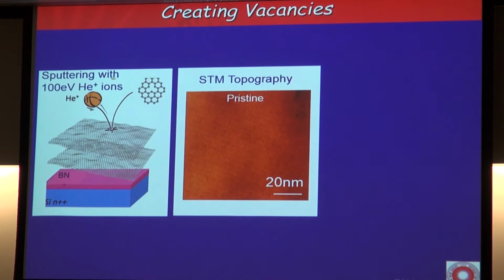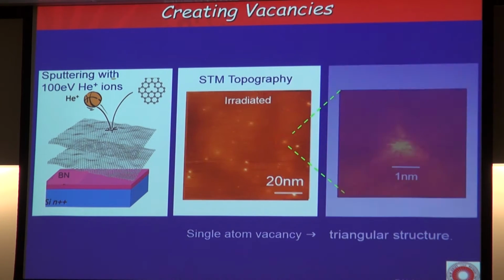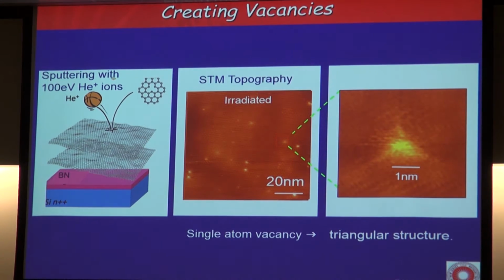And then we bombard it with low energy helium ions, and that kicks out carbon atoms and creates vacancies. And most of them, if you're at the right energy, are single atom vacancies. How do we know? We look at the topography here. This triangular structure is a signature of the Jahn-Teller distortion, and if we see a triangle like this, we know that we have a single carbon atom vacancy.